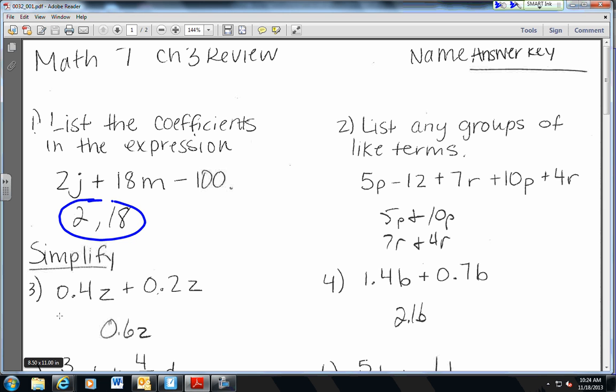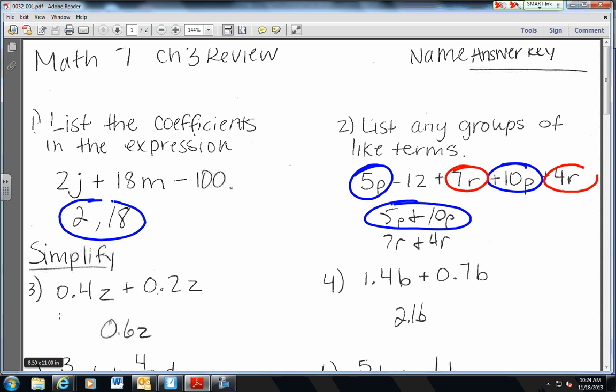Number two, list any groups of like terms. Remember, like terms have the same variable attached to them. So number two, 5p and 10p, those are your like terms. And then you have another set of like terms, the 7r and the positive 4r.